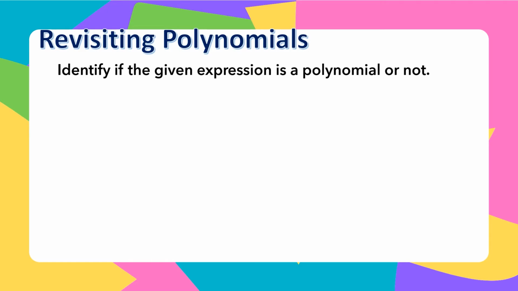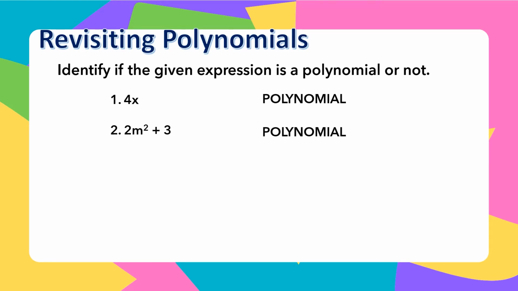Identify if the given expression is a polynomial or not. Number 1, 4x. This is a polynomial, specifically a monomial, a polynomial with one term. Number 2, 2m² + 3. Yes, you're right, this is also a polynomial.